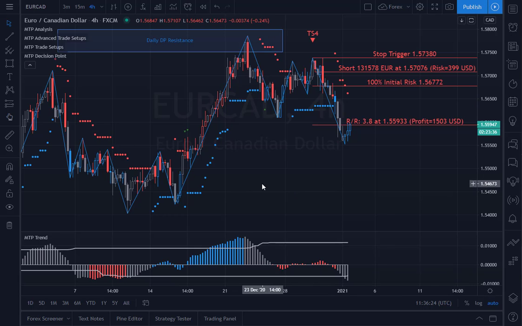So I hope you've enjoyed today's video showing a good trade setup on a Forex example on our new scripts for TradingView.